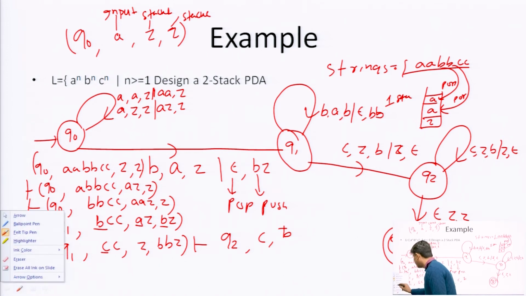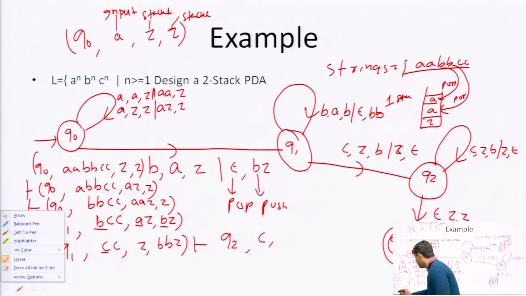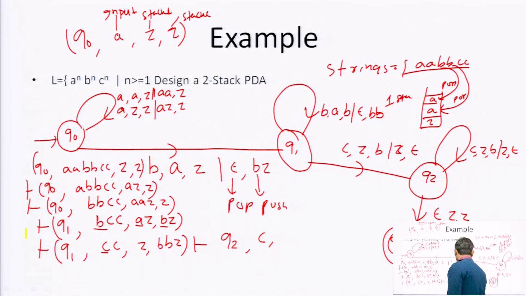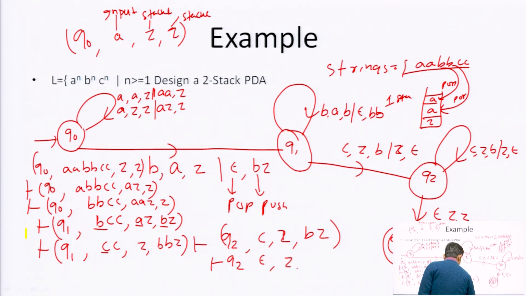So at Q2, stack 1 remains Z with no operation, and stack 2 becomes Z after popping B. Now in Q2 with stack 1 Z and stack 2 Z, on epsilon we go to QF. So this is accepted.